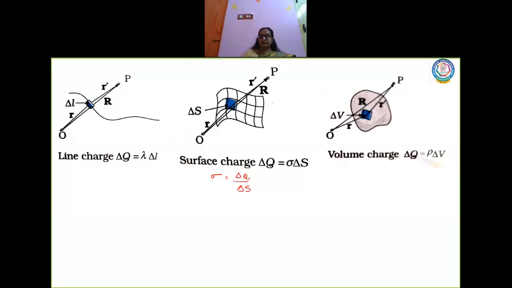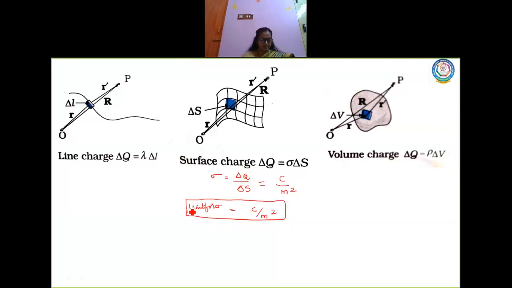The unit of surface charge density is, now here it is charge in the numerator, so the unit of charge is coulomb, and in the denominator it is surface, which is represented as meter square. So the SI unit for sigma, which is surface charge density, is coulomb per meter square. Now this is the unit. So the unit for surface charge density is coulomb per meter square.